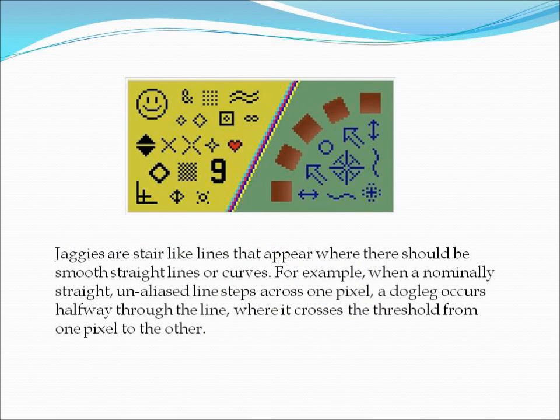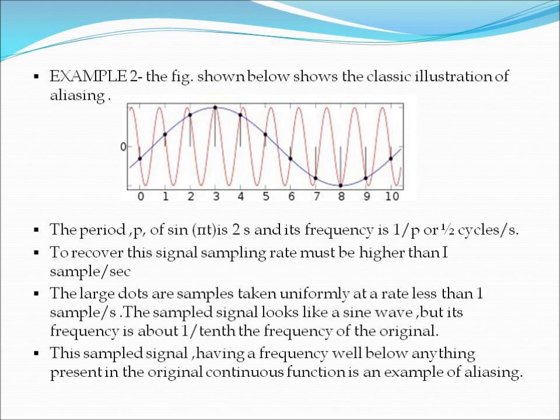The second effect of aliasing is the formation of jaggies. Jaggies are stair-like lines that appear where there should be a smooth straight line or curve. For example, when a nominally straight unaliased line steps across one pixel, a dogleg occurs halfway through the line, where it crosses the threshold from one pixel to the other. Through this example, we can better understand the effect of aliasing.